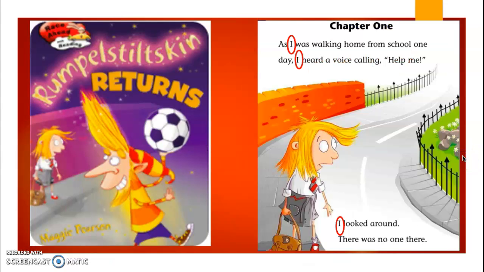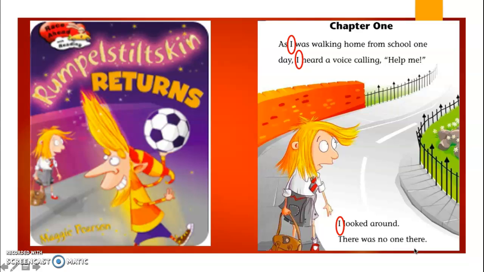So we read this in our learning video when we were looking at a story, and I just want to go over it to remind you how I look for those clue words in a story and how those clue words help me figure out what point of view the story is being told from. So this was Rumpelstiltskin's Returns. "As I was walking home from school one day, I heard a voice calling, 'Help me!' I looked around. There was no one there."